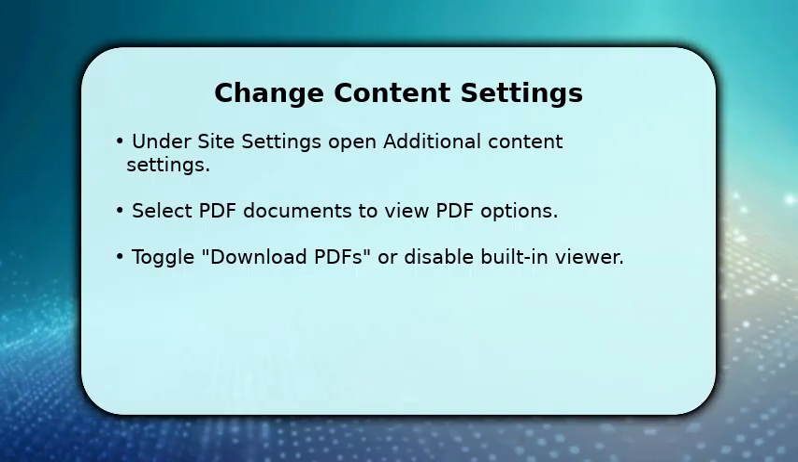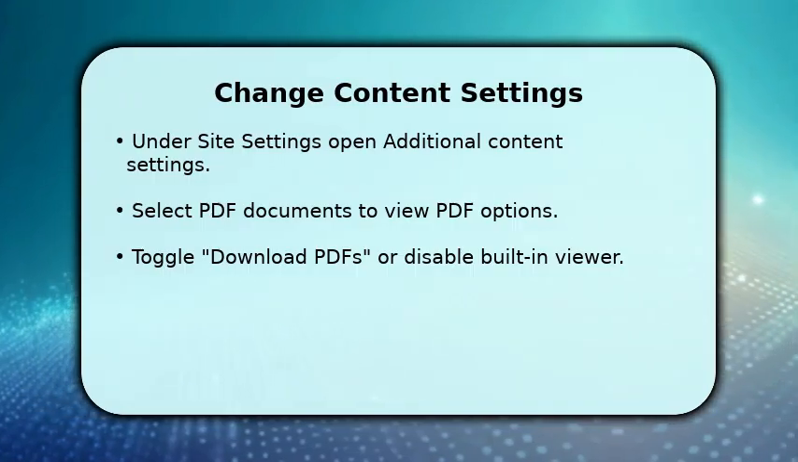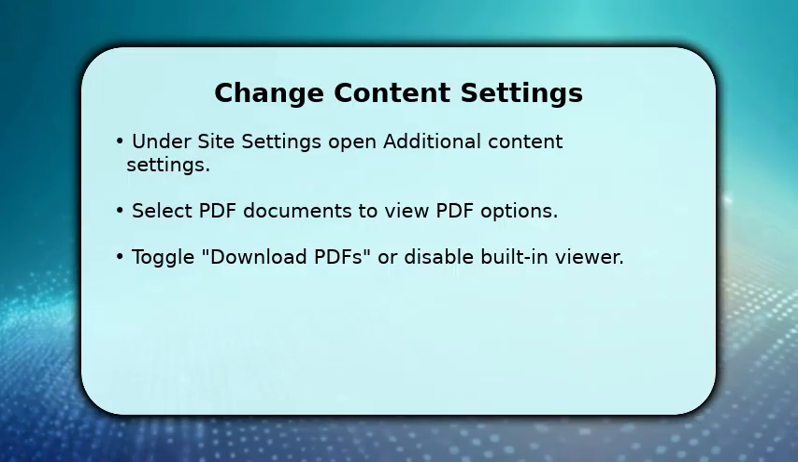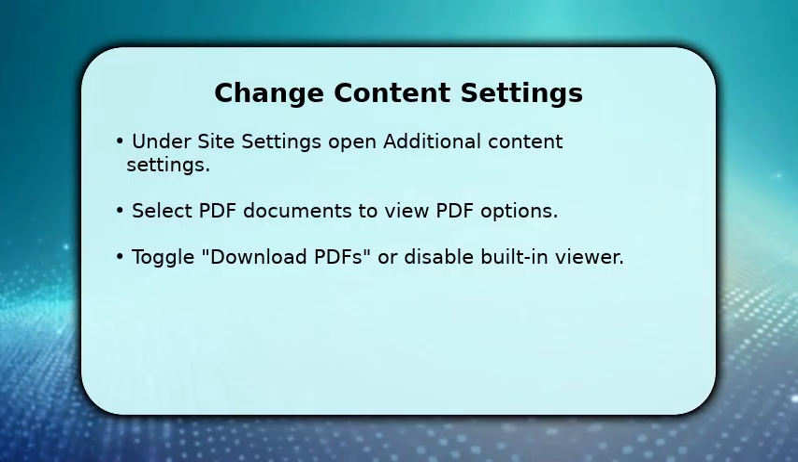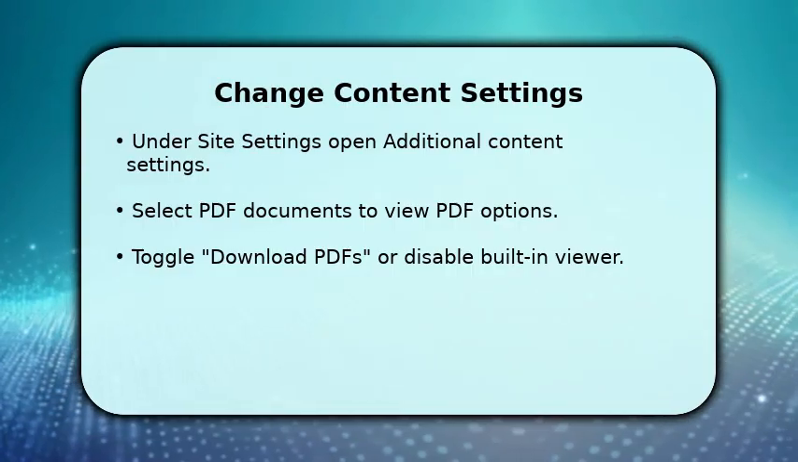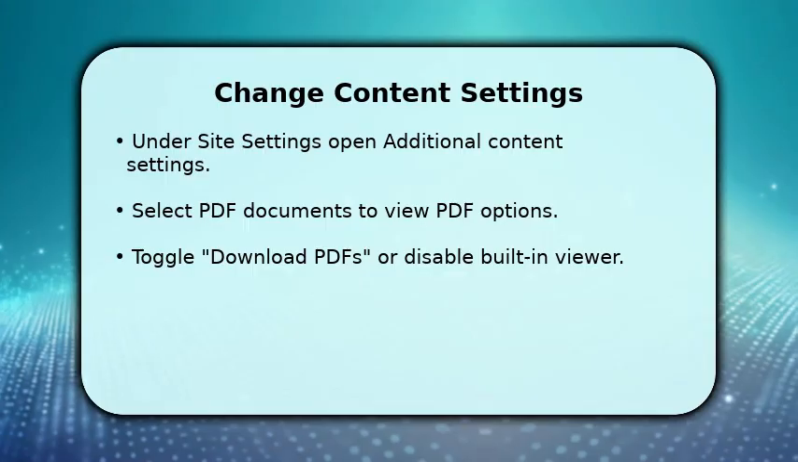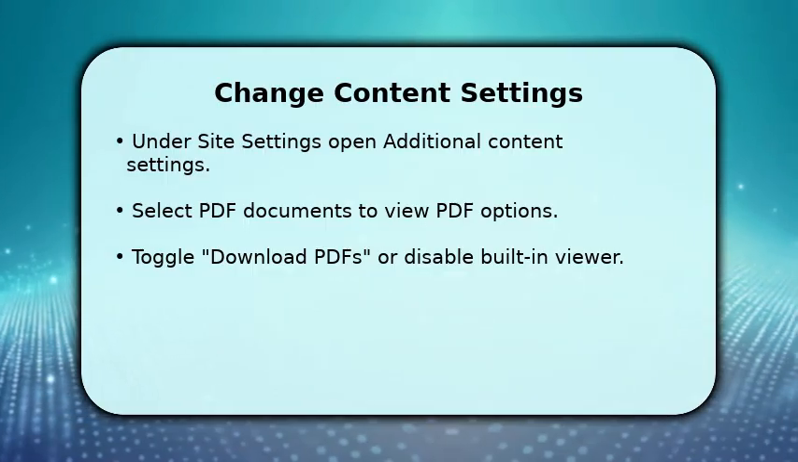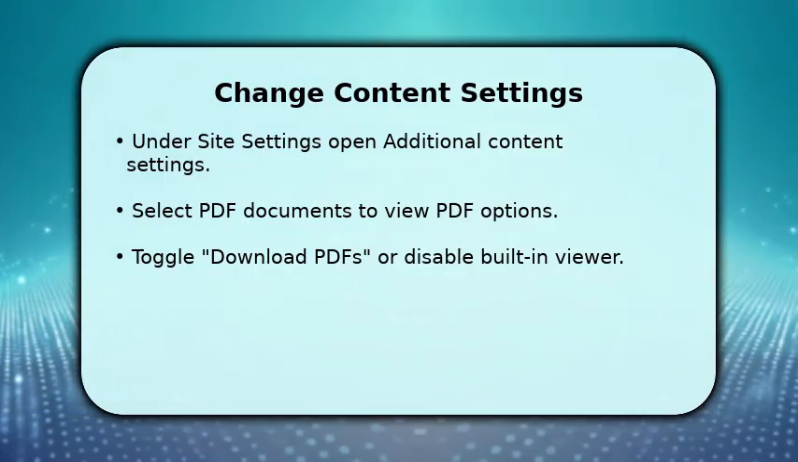Toggle the setting labeled Download PDFs or turn off the built-in viewer depending on the wording. This makes Chrome send PDF files to your default system handler instead of rendering them. Once changed, close Settings and test by opening any PDF link to confirm the new behavior.